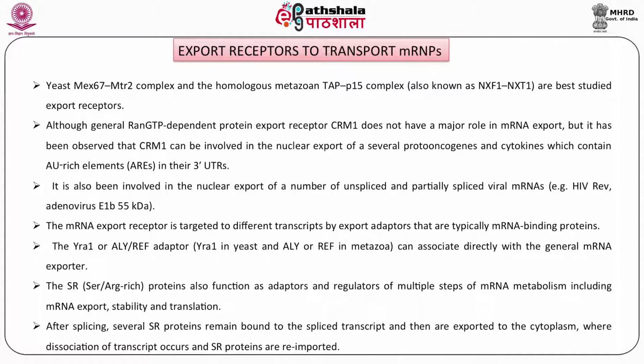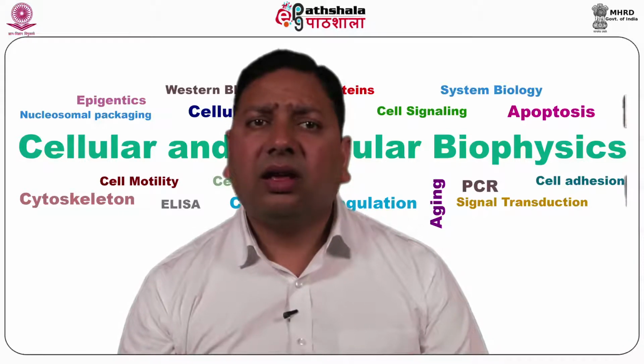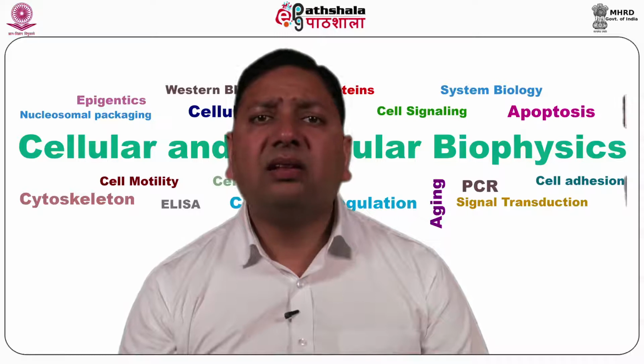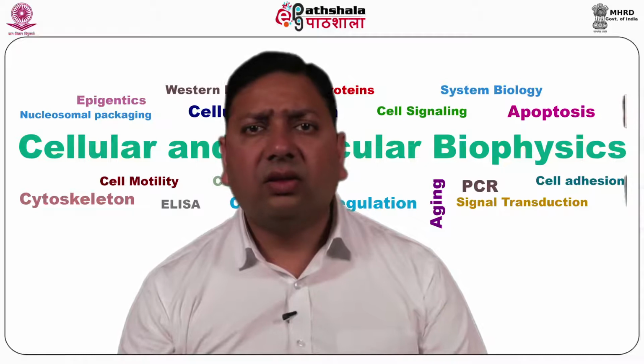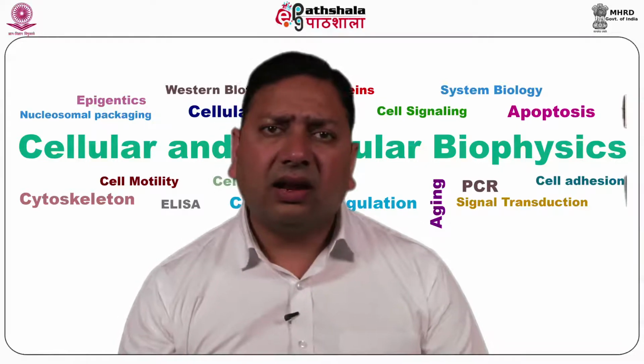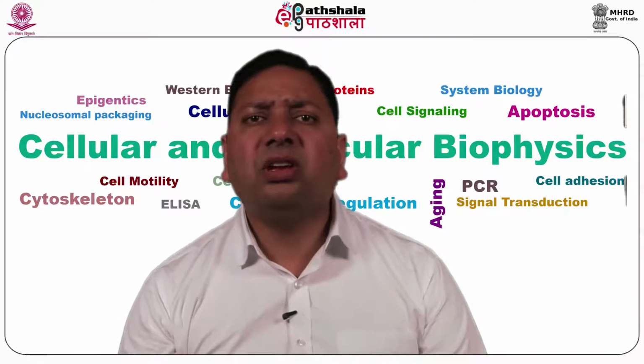After splicing, several SR proteins remain bound to the spliced transcript and are exported to the cytoplasm, where the dissociation from transcripts occurs and SR proteins are re-imported again. SR proteins are evolutionarily conserved phosphoproteins, and it has been observed that a cycle of phosphorylation and dephosphorylation of specific SR proteins results in directionality during mRNA export. I'll give you the example of Npl3 in yeast.